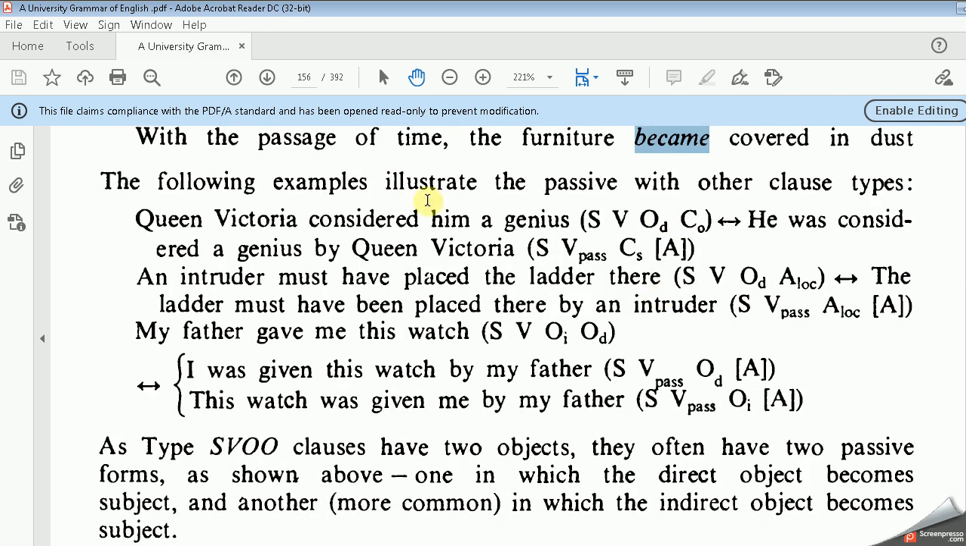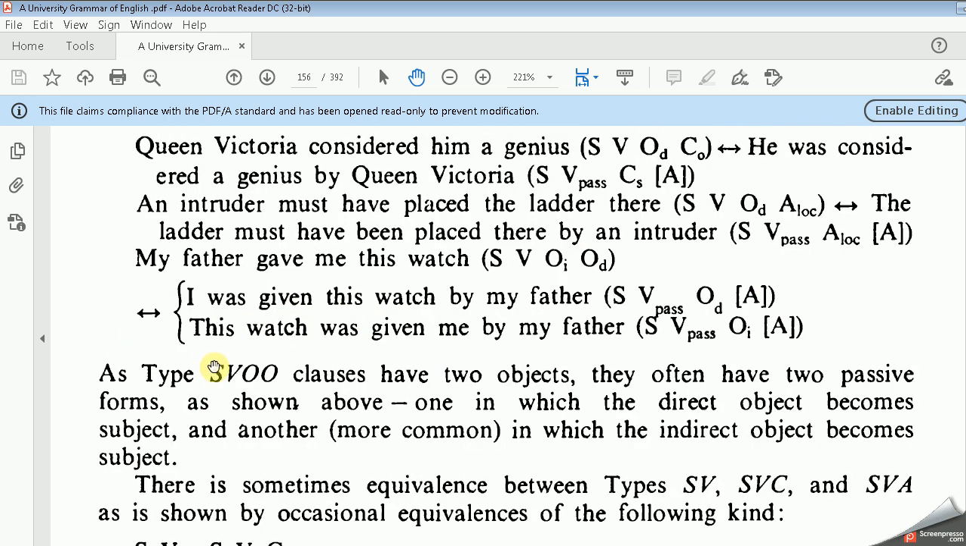The following example illustrates the passive with other clause types, such as Queen Victoria considered him a genius, SVOC(O). He was considered a genius by Queen Victoria. This form transforms into subject, verb-pass, CS plus optional A. An intruder must have placed the ladder there can be transformed from this form into this form. My father gave me this watch. This sentence will be explained here.